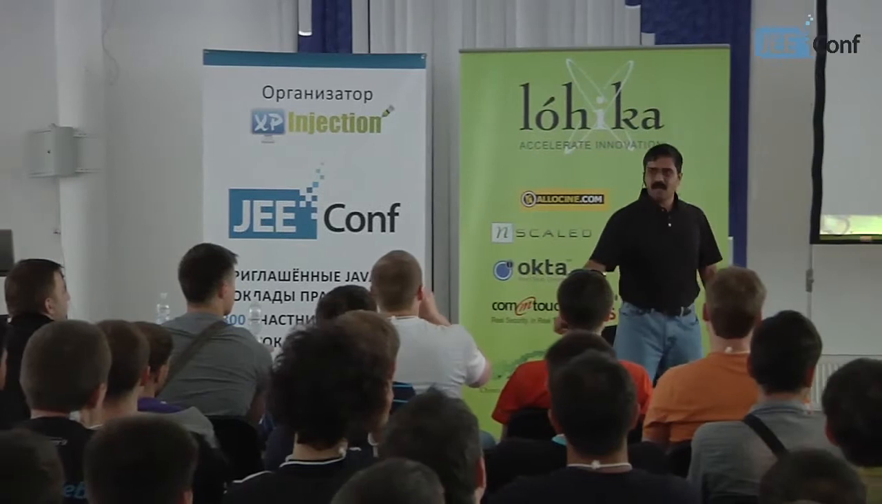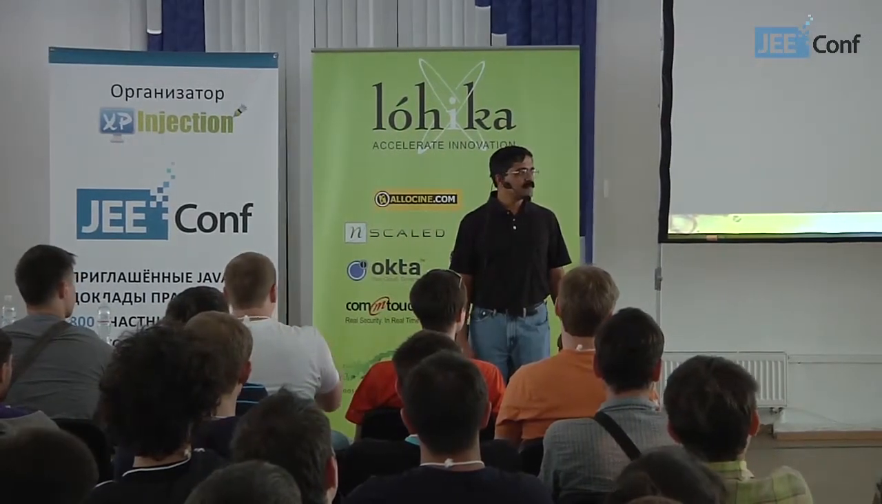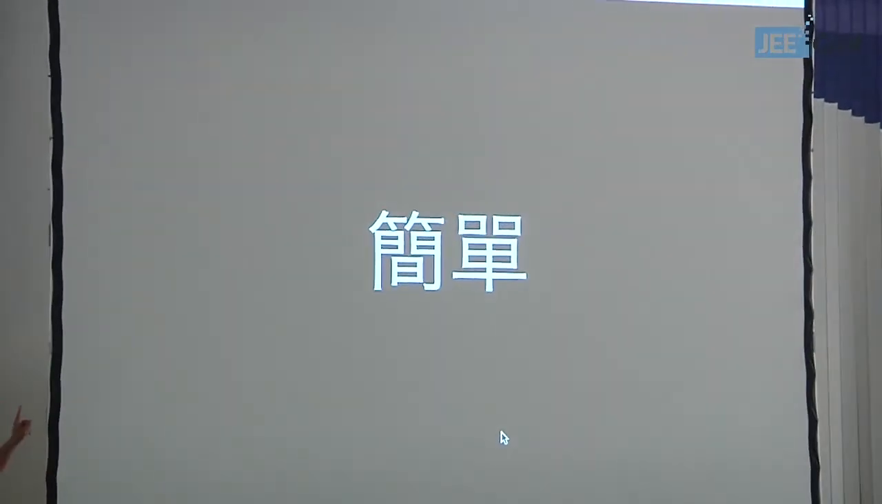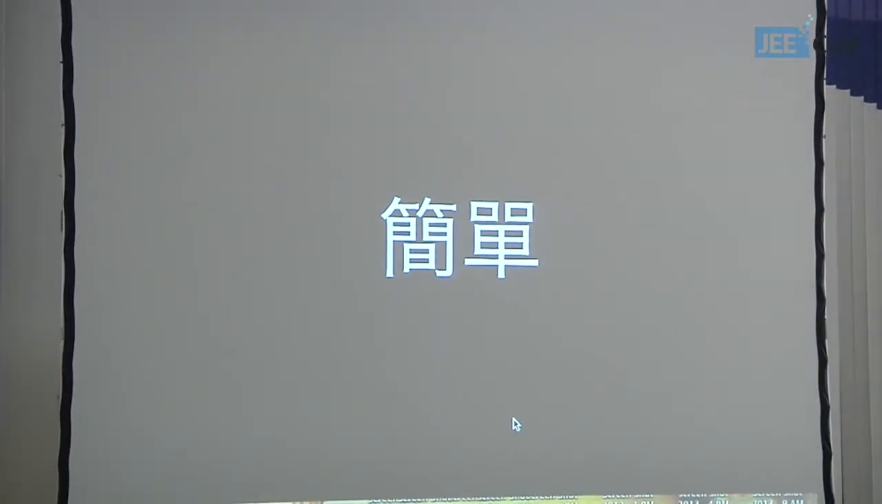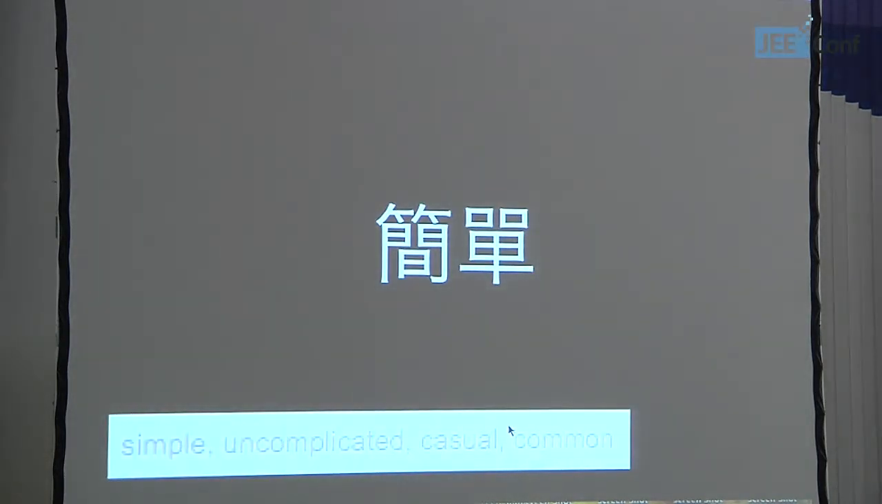So what does this say? Anybody knows what this is? Chinese. That's a good sign. First step. Awesome. Anybody else? Japanese. Now we are arguing what language it is. Well, it's a simple, uncomplicated, casual, and common. That's what it says.